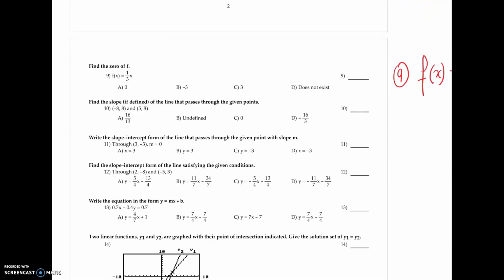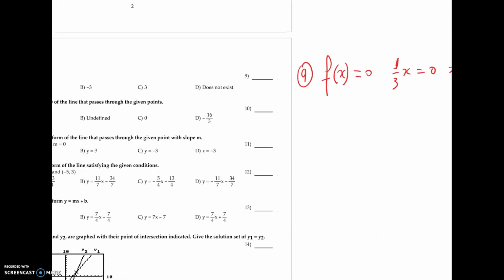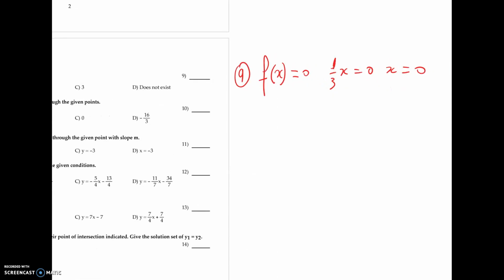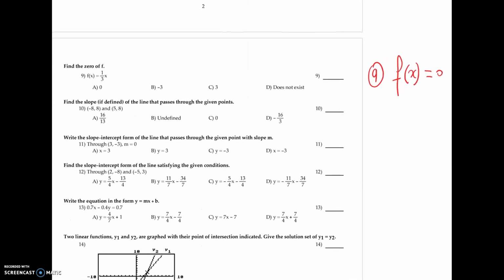Problem number 9. On problem number 9, the question is find the 0 of f, and finding the 0 of f is finding the value of x that makes the function f of x equal to 0. Therefore, in that case, you end up looking at 1/3 over x equals 0. So, therefore, x equals 0. And so, the answer for this question was A.